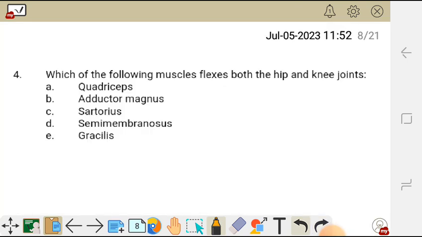Question 4. Which of the following muscles flexes both the hip and knee joints? A. Quadriceps. B. Adductor magnus. C. Sartorius. D. Semimembranosus. And E. Gracilis. So which one of these muscles flexes both the hip and the knee joint? So the correct answer here is C. Sartorius is going to flex both the hip and the knee joint.